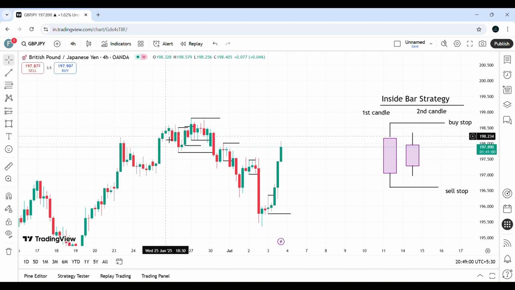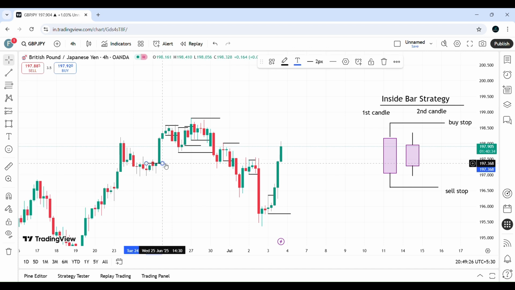The same happens over here. You win the side again. That's another win. And let's go further. Okay, here you can see this candle is inside this candle. Is it? Yep. This candle is completely inside this candle. You set your entries again. And you get a breakout and you win again.